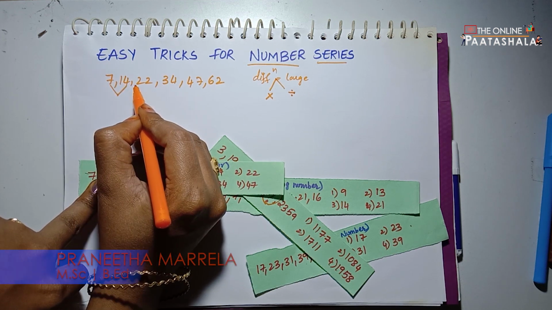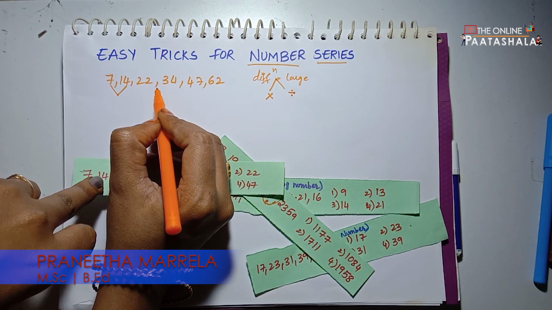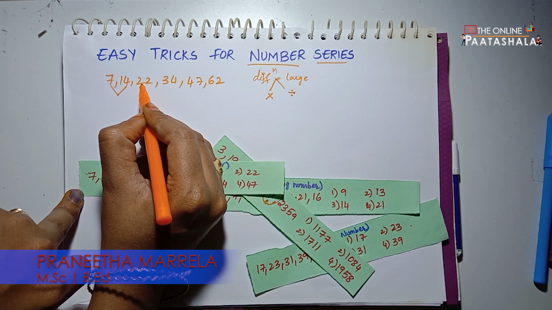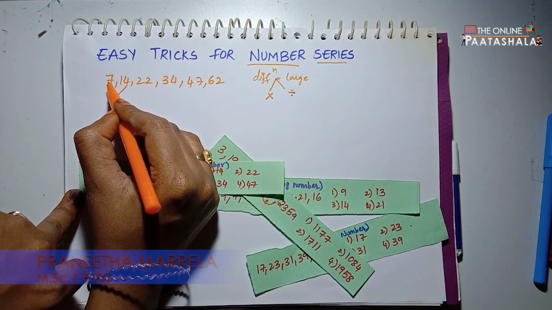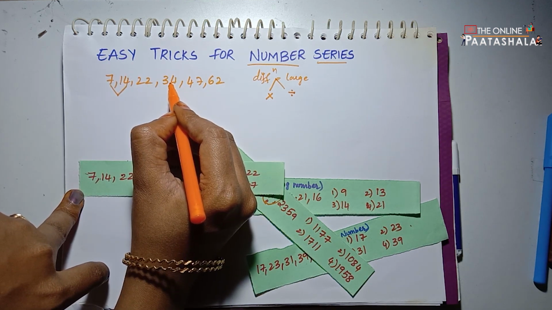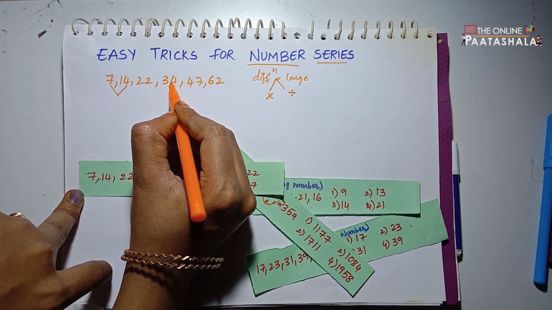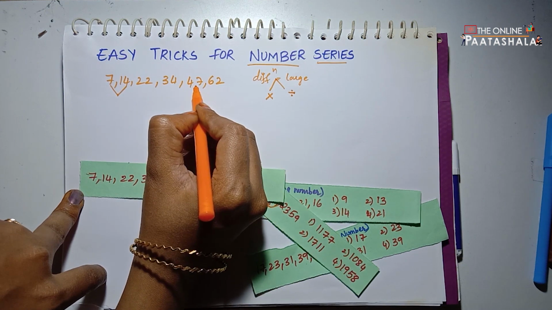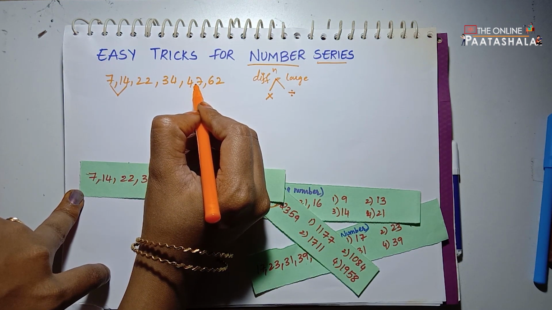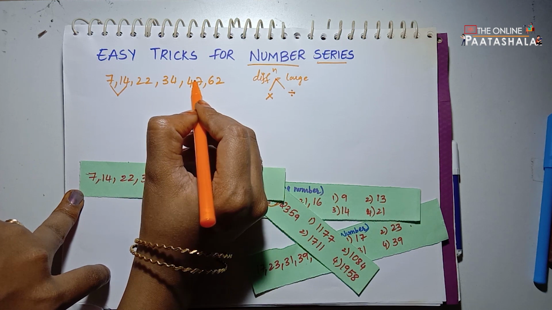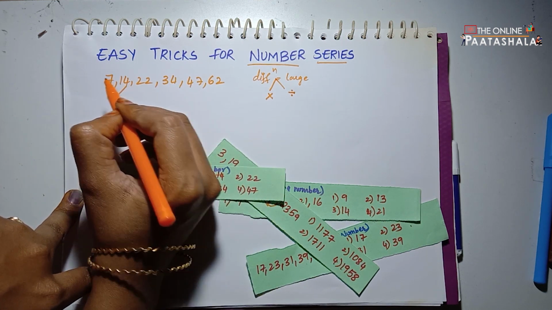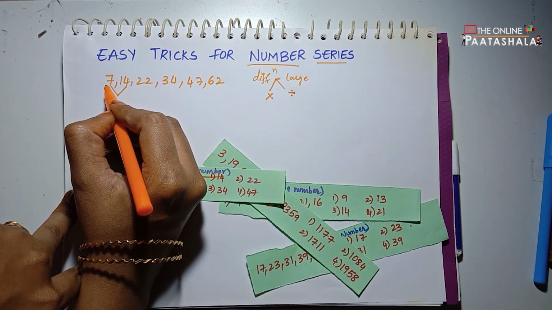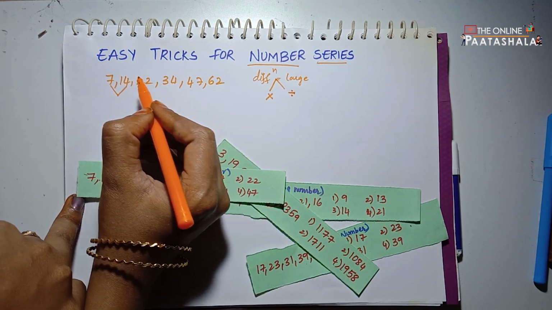It is nearest to the table of 7, right? Here 14 is there, and 21, 22, but 22 is nearer to 21, which is also a multiple of 7. Here 34, the nearest number is 35, which is also in the 7 table. And 47 is nearer to 49, which is also a multiple of 7. And for 62, 63 is the nearest number, which is also a multiple of 7. Now let's see how this series is going on.